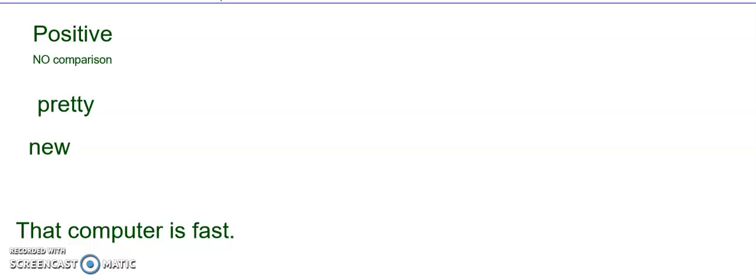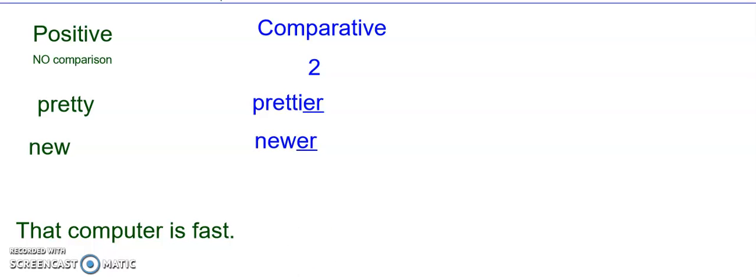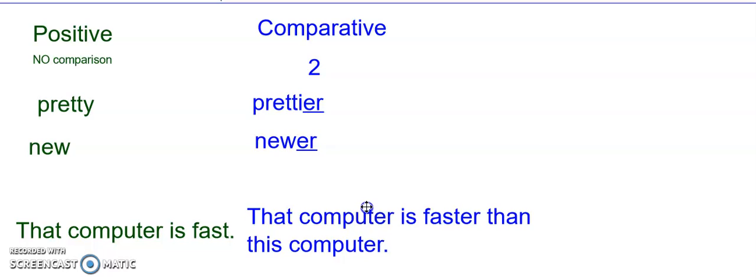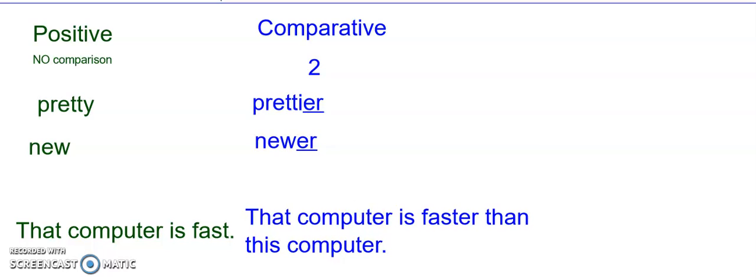But suppose you want to compare the descriptions of two things. When we describe two nouns, we call it comparative, because you're comparing two nouns to each other. So you can recognize these words because they end in ER. Words like prettier, or newer, or sticking to the theme, the computer is faster, that computer is faster than this computer. We're comparing two computers. And so we're using the word faster, specifically adding the ending ER to compare those two.